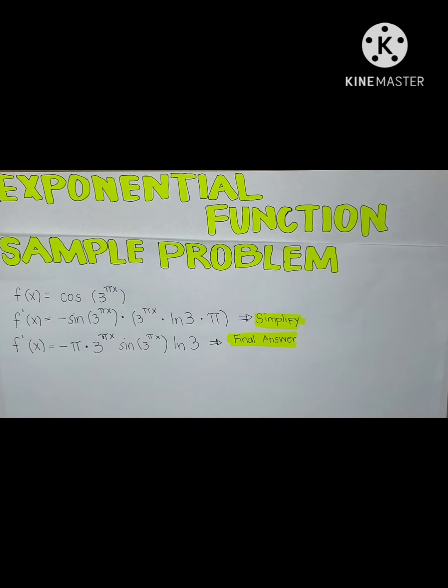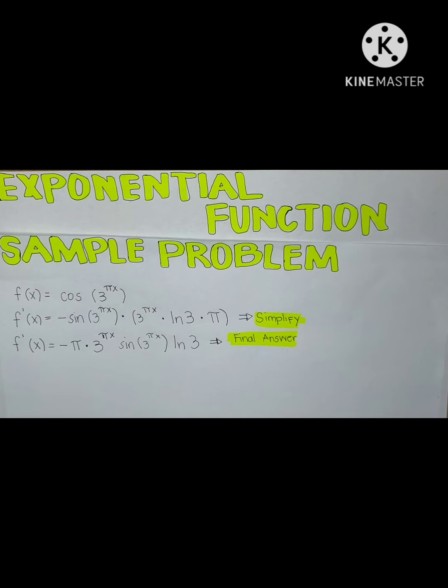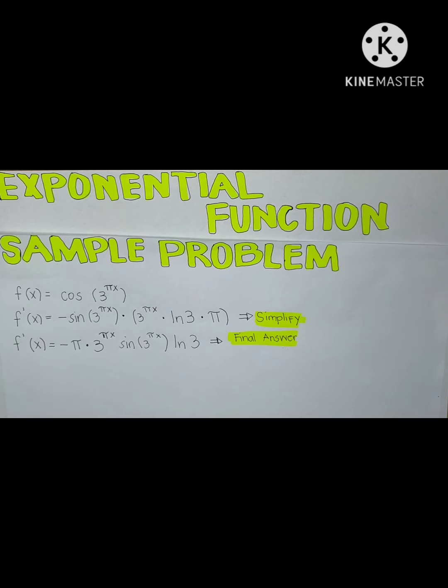We can simplify it further, so we have now the derivative of f(x) is equal to negative pi times 3 raised to the power of pi x times sine of 3 raised to the power of pi x times the natural logarithm of 3. So that is the final answer.